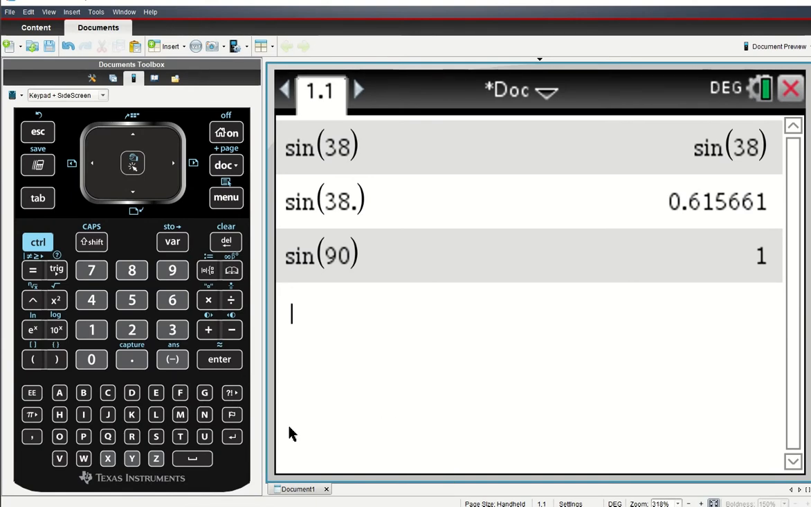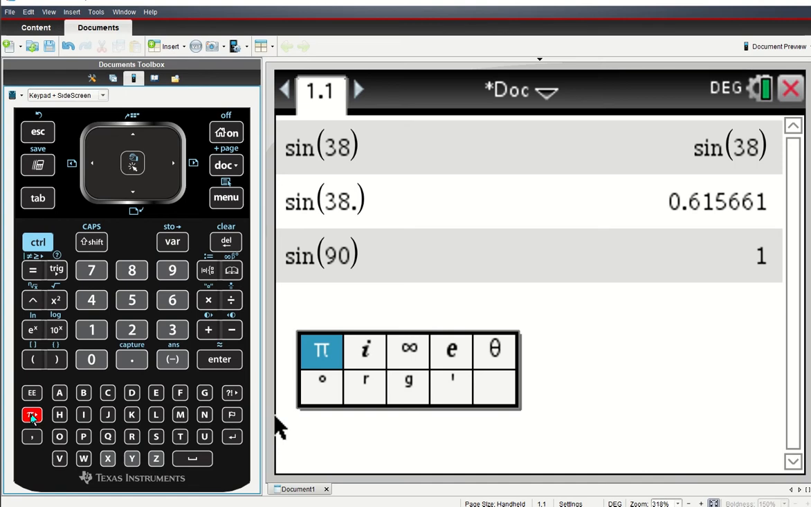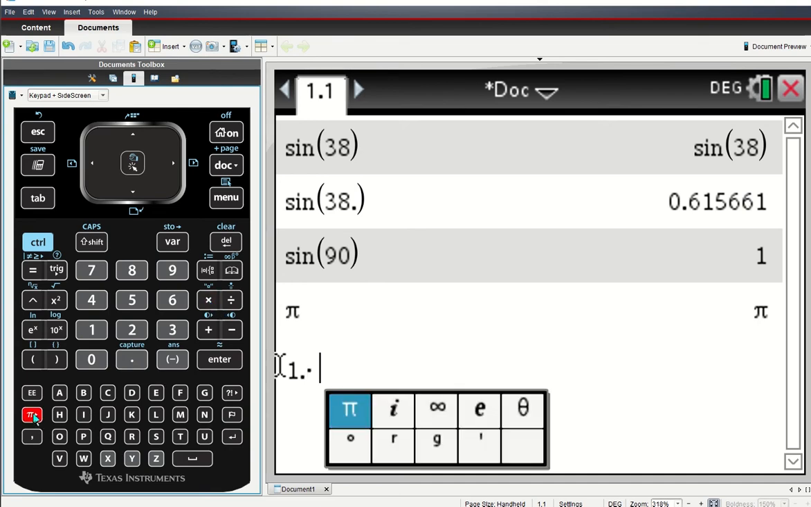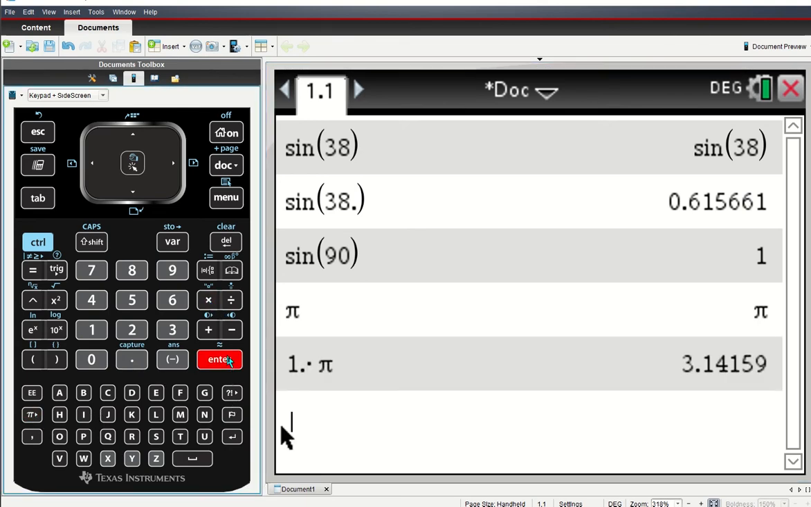If you were to use a CAS calculator, it's a very similar process. The difference of course being how complicated a CAS can be. So if you look down here where my mouse is, you can see that pi button. Click that and a number of options will come up. So you can choose pi and there it is. Press enter and it's just said pi. What if we said 1 point times pi? There we go. So don't forget to use that decimal place.